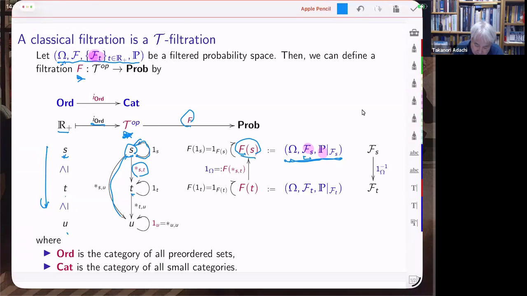Then what is the arrow? We need to define the arrow mapping. So the F of star ST.